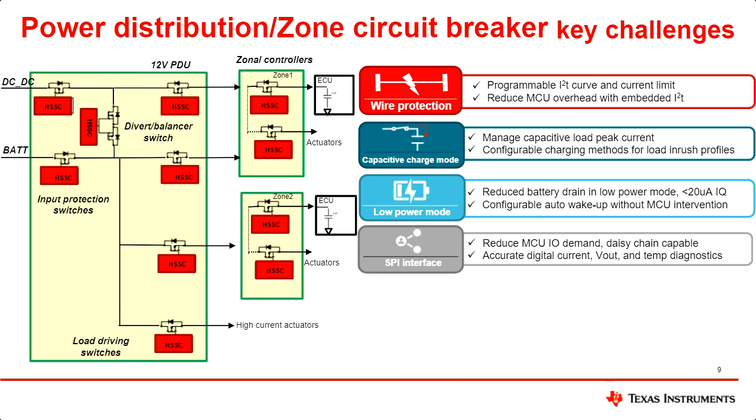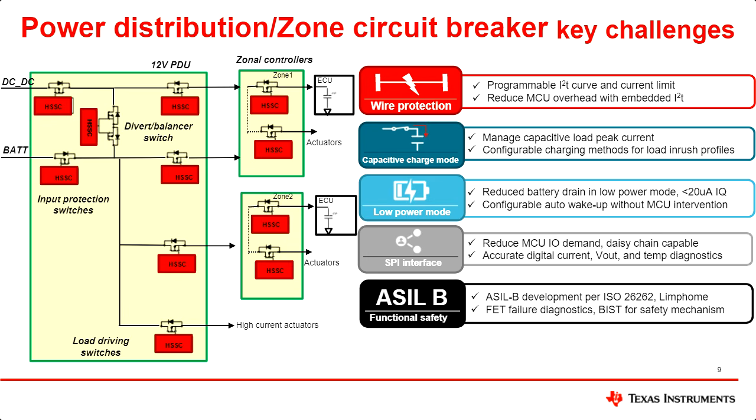One other feature that is required in these kind of devices is the SPI interface, so that it helps to reduce the number of IO pins in the system, and these devices can be configured in a daisy chain configuration to sense all the important diagnostic parameters like output voltage, temperature, and the current information.